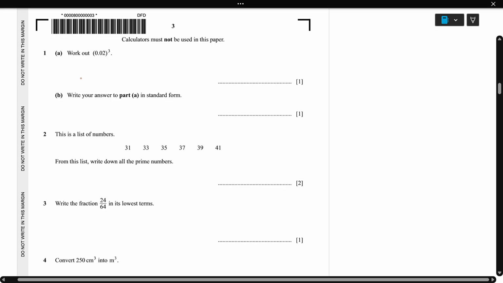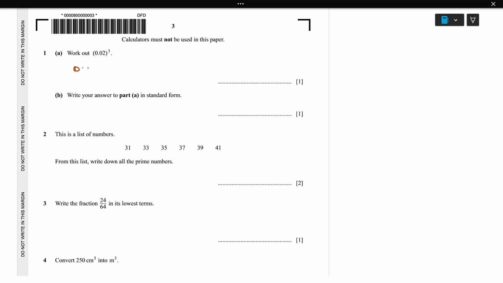Work out 0.02 whole cubed, so which is 0.02 times 0.02 times 0.02. 2 times 2 is 4, times 2 is 8. Decimal places: 2, 4, 6, total 6 decimal places, so we should add 5 zeros. The answer is 0.000008.